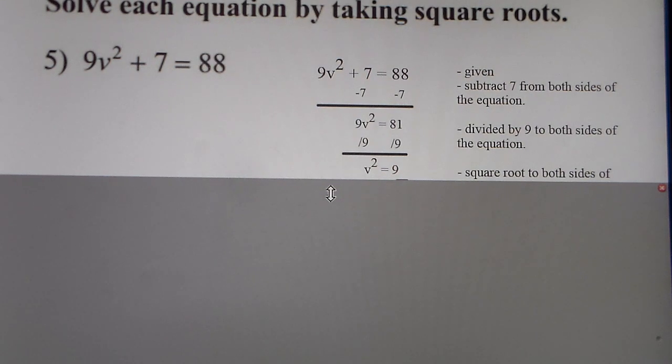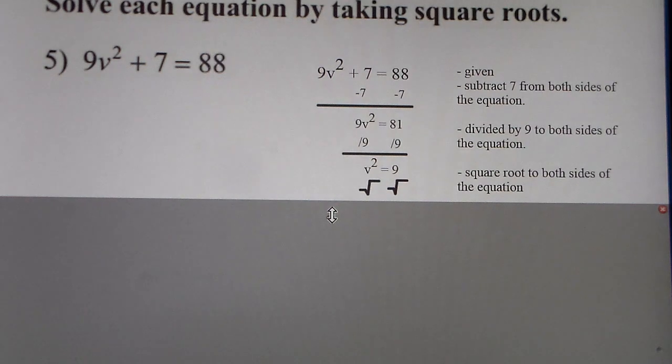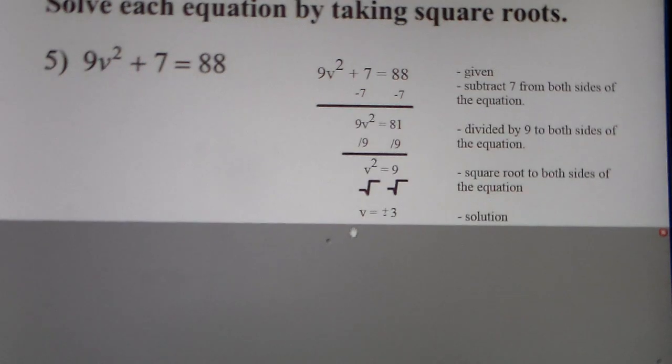We then take the square root of both sides of the equation, and we get v equals plus or minus 3. Now remember, the square root of 9 is 3, hence why we get a positive 3 as an answer. But we also have to consider the negative numbers, because negative 3 times negative 3 also gets you 9. So negative 3 is also a solution. My solutions are v equals positive 3 and v equals negative 3. They're both solutions.